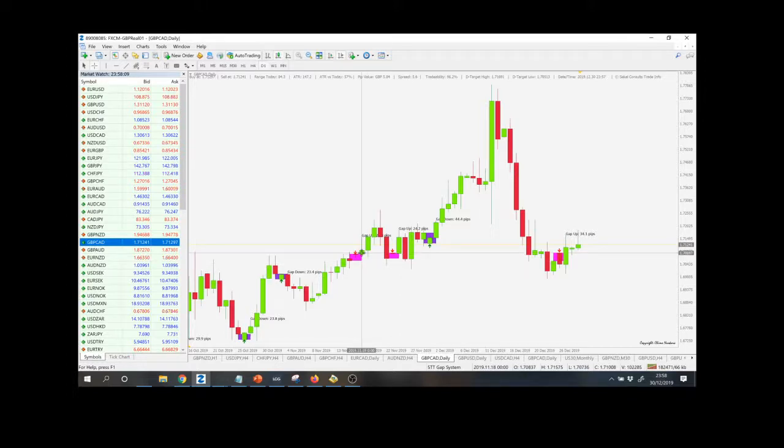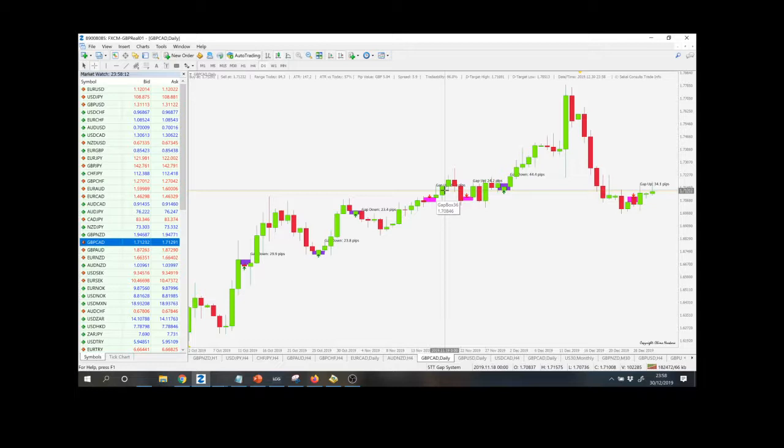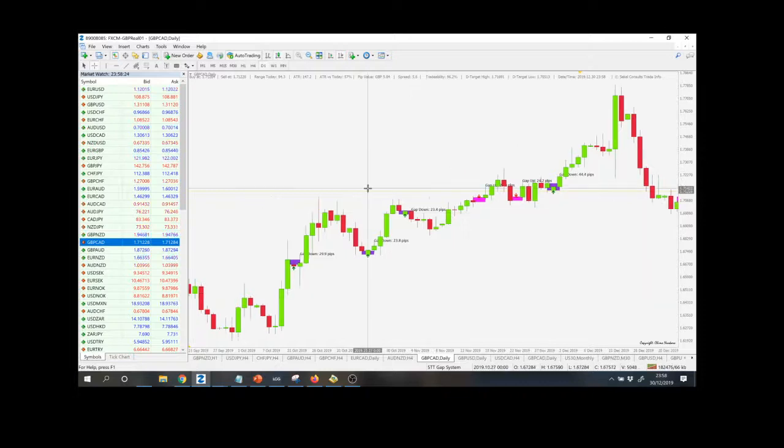I would have calculated with this one, it would have been 2 of the gap, so something around here, and we had price come here and take us out of that trade. 1% loss, it's okay.